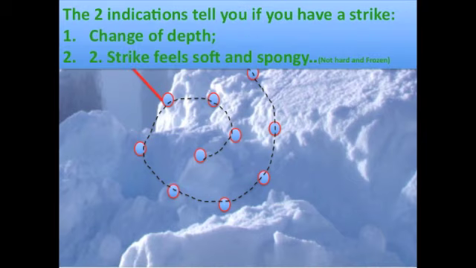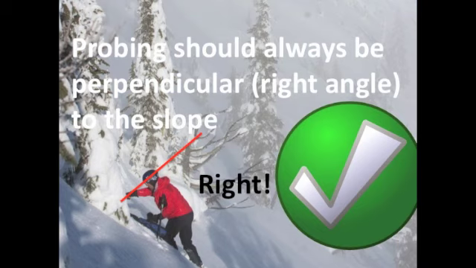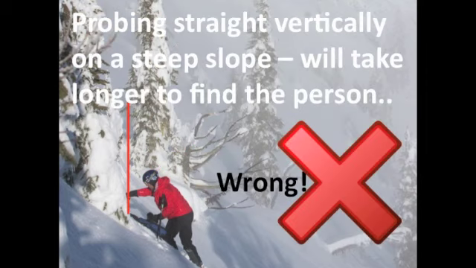The 2 indications that you've found somebody are a change of depth and the feel. It feels kind of soft and spongy rather than hard and icy. And probing should always be perpendicular, or at right angles, to the slope. So this angle is right. That's how you should be probing on steep slopes. And probing straight down should only be done on flat slopes, not steep slopes like this.